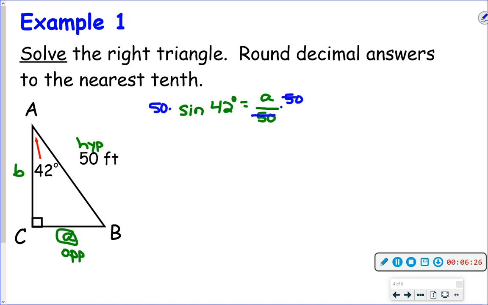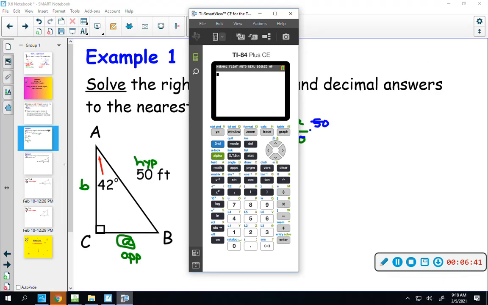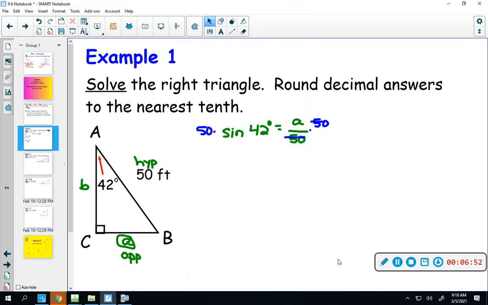All right, so punch it in your calculator. What is 50 times the sine of 42? What do you got? And again, I'm just going to punch one in just to make sure we're all on the same page here. Make sure in degrees, 50, sine 42. And it says round to the 10th, so I'm going to put it as 33.5. Let's go with that.